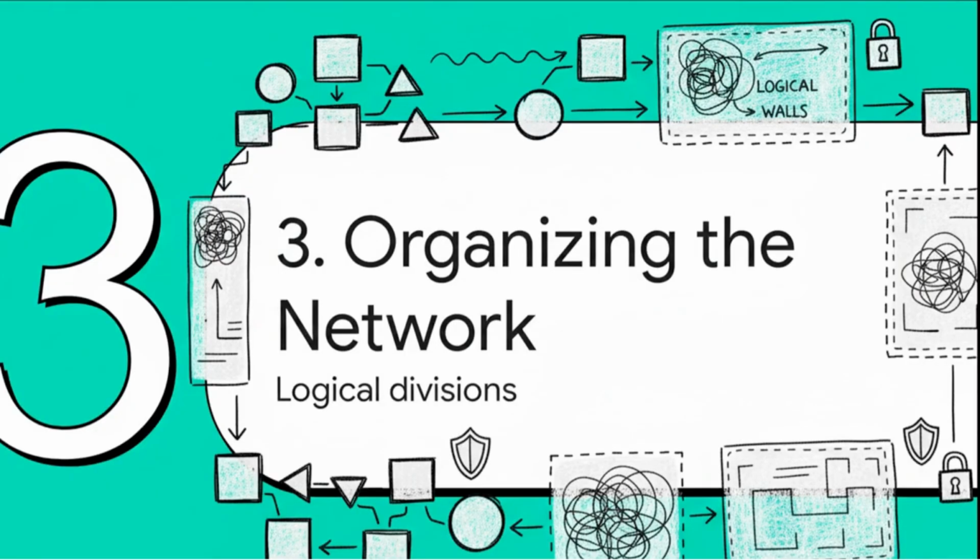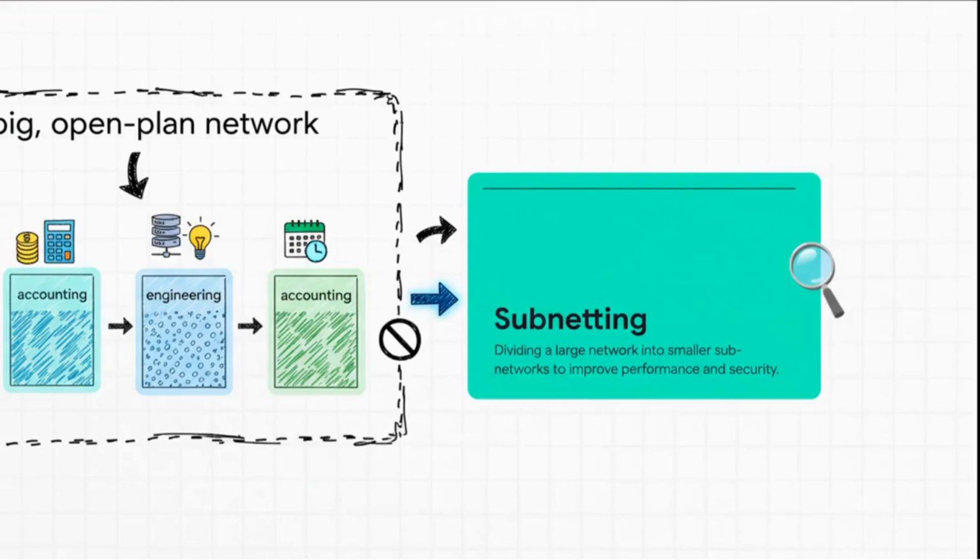Okay, our physical structure is chosen. We have the frame of our building. Now we've got to bring some order to the chaos. It's time to put up some logical walls inside our network to manage all the traffic and, of course, boost our security. The first tool we're going to use for that is something called subnetting. Basically, we take one big open plan network and we break it down into smaller, more contained neighborhoods, or subnets.